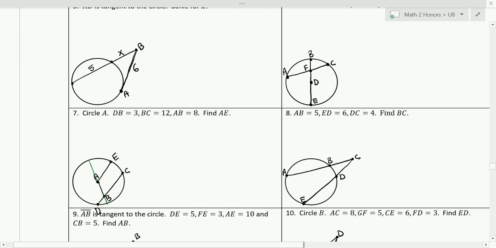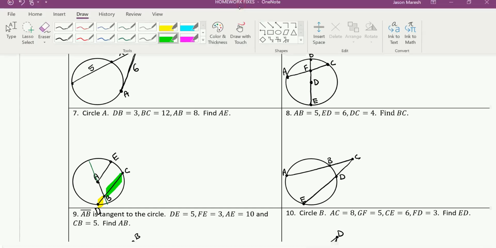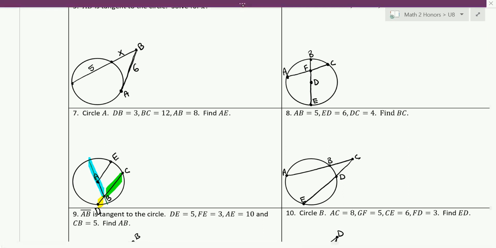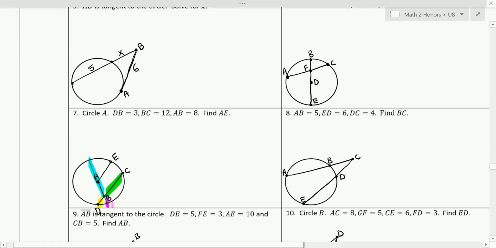So now we have our 2 chords, and you've got to keep in mind, what does our formula say? Don't memorize A times B equals C times D. Memorize what parts of the chords. Memorize that this little piece right here times this piece right here is going to equal this long piece right here times this small piece down here, right? That's what the formula says. Those 2 chords will cross and split each other into 2 separate pieces, and you multiply those pieces together, and those products will equal each other.